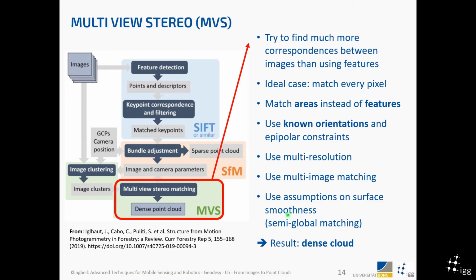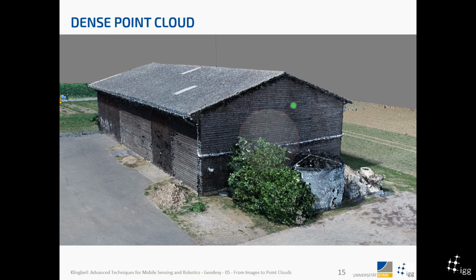And one of these algorithms is called semi-global matching. You may have heard of that as well. The result is a dense cloud, so a dense point cloud of the environment. And this is now the same building that we've seen before, and now it looks very much more dense, photorealistic, because all these points also have a color from the image.